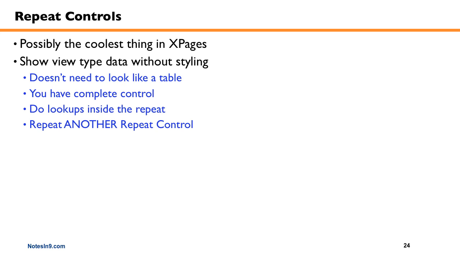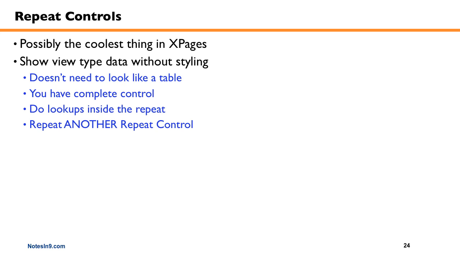Okay, repeat control. I love the repeat control. What the repeat control is, it's like showing a view without making it look like a view. So there's no styling. You can put the fields wherever you want and just repeat over them. So you can make boxes, which I'm going to show you in another screencast. You can basically have whatever look and feel you want.